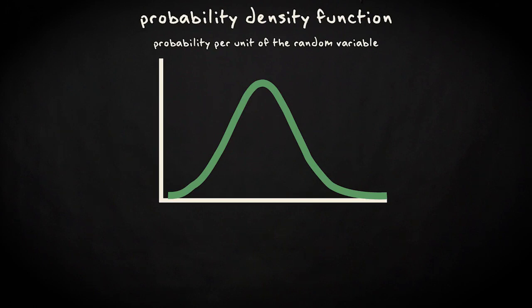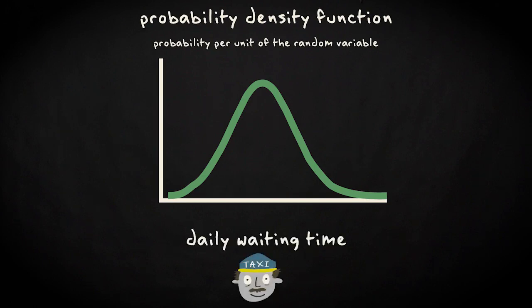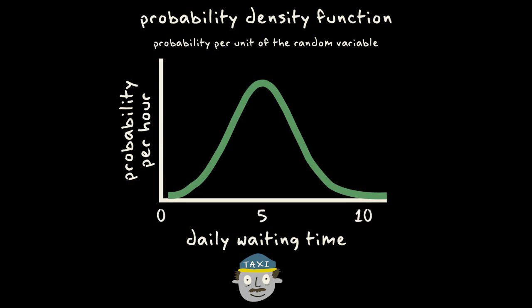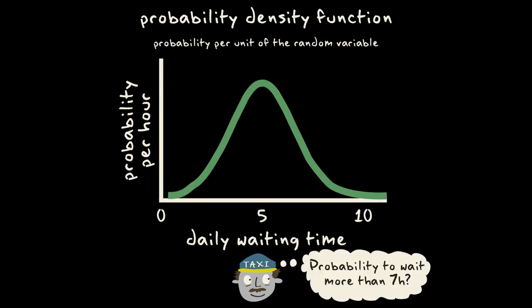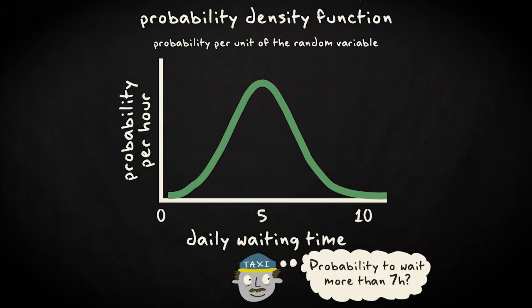Here is an example of a PDF of the daily waiting time by taxi drivers of the Mokum Taxi Company. On the y-axis you see the probability per hour, and on the x-axis is the waiting time in hours. So, if you are an MTC taxi driver and you'd like to know the probability to spend more than 7 hours waiting on a day, you would need to calculate this surface area. On the basis of this graph, you can roughly estimate the area.